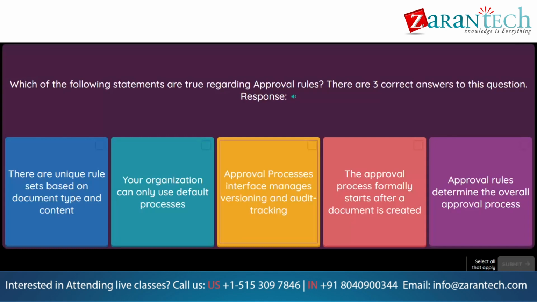Option 3, approval processes interface manages versioning and audit tracking. Option 4, the approval process formally starts after a document is created. Option 5, approval rules determine the overall approval process.